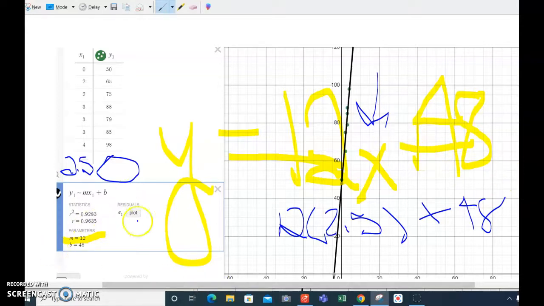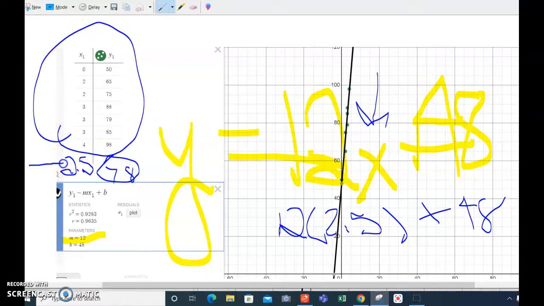Now, it might not be perfect, right? It's just a prediction. But this is based on real data. This is my predicted value. So this isn't for sure. It's just what I'm predicting, okay? All right, and I'm going to write that down and say one other thing on that. So what do we have? y equals 12x plus 48.